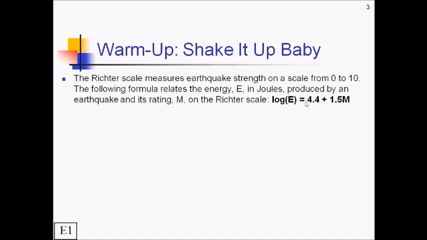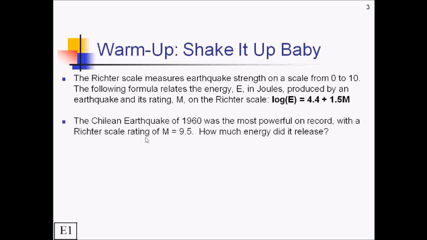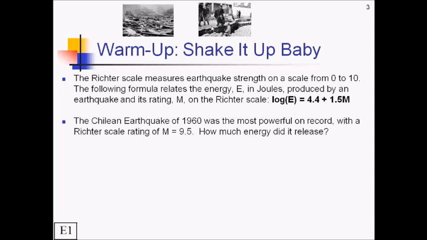So we're going to apply this to a specific earthquake. The Chilean earthquake of 1960, the most powerful earthquake on record, had a Richter scale rating of 9.5. Here's some pictures of that. Complete devastation, more powerful than anything before or after experienced, or at least recorded. We want to know how much energy this thing released using this equation and the Richter scale rating of 9.5. Pause the video and see if you can get this thing started.